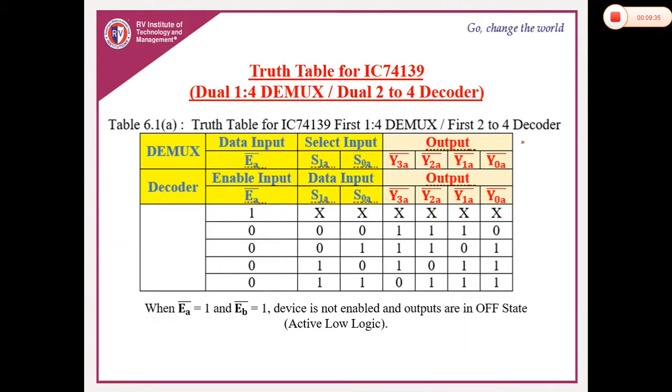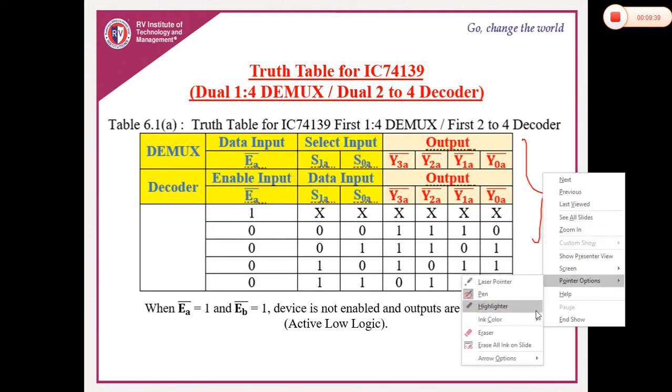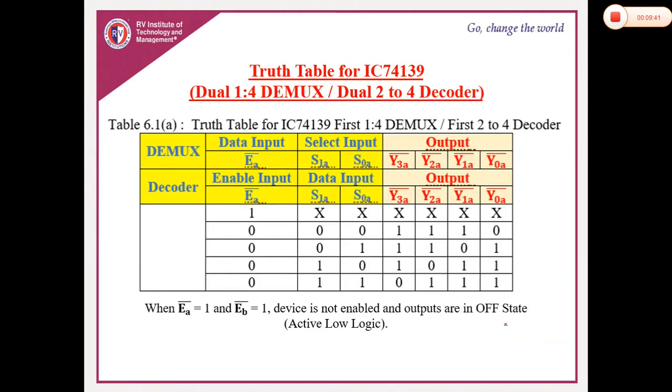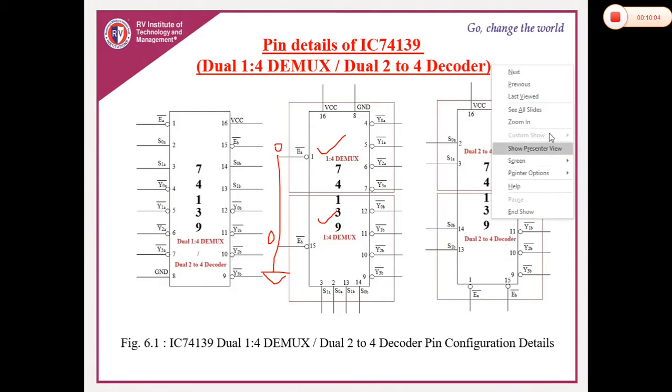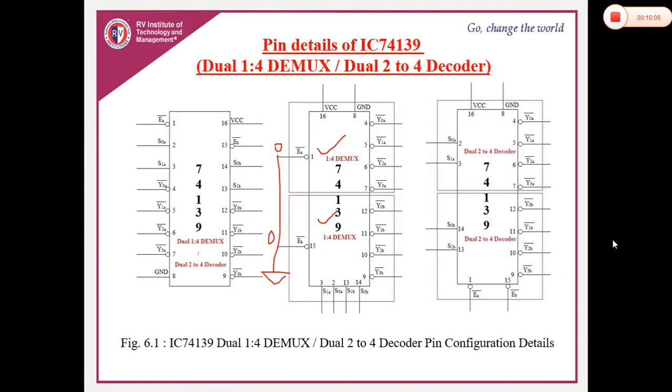After knowing these things, how can it be used as a demultiplexer or a decoder? What is our next duty? One more important thing: when both the enable pins are 1, this IC cannot be used. So be careful. For that reason, we ground these two pins, giving active low input, that is 0 and 0, so that we can turn on the enable inputs for various applications. That is the major requirement for this particular IC.